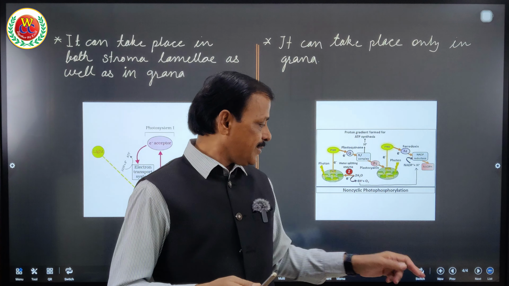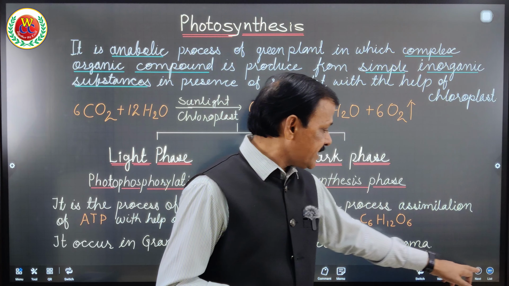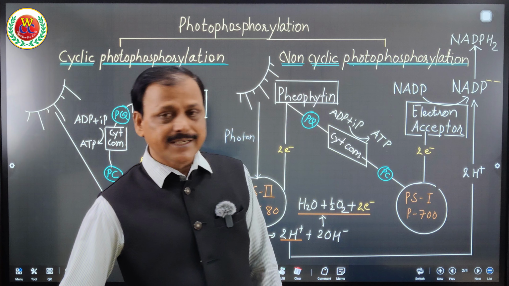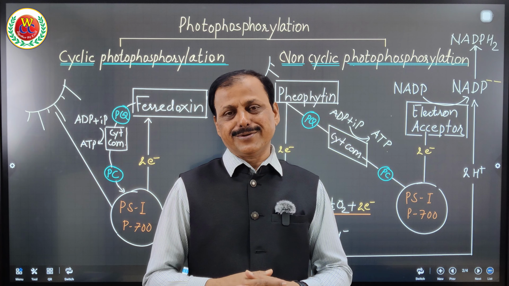I hope you got it very clearly, what the light phase and dark phase are, as well as what cyclic and non-cyclic photophosphorylation are. Even if you have any doubt, you can ask in the comment section.